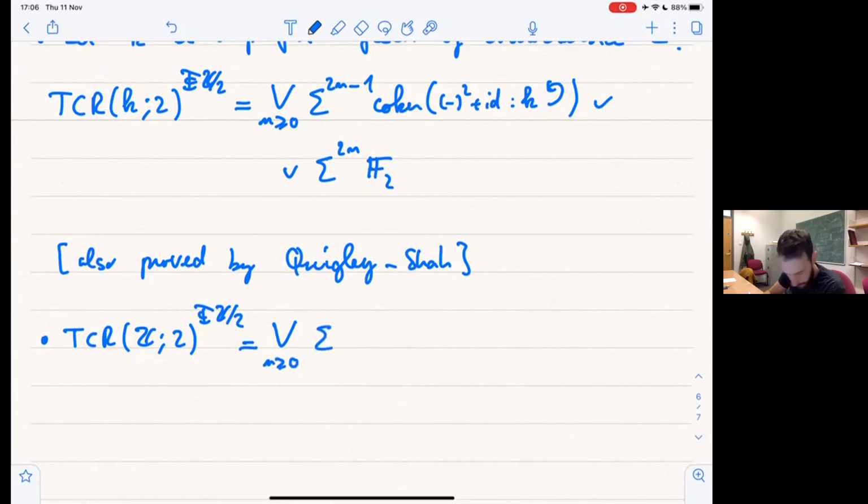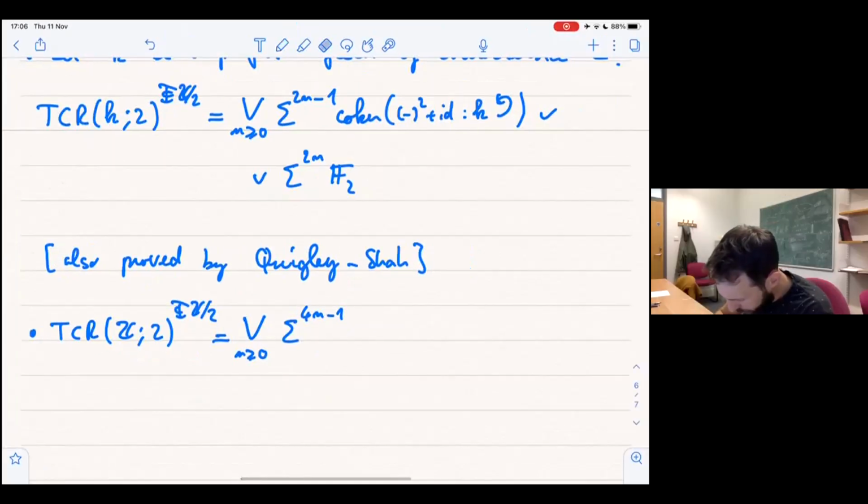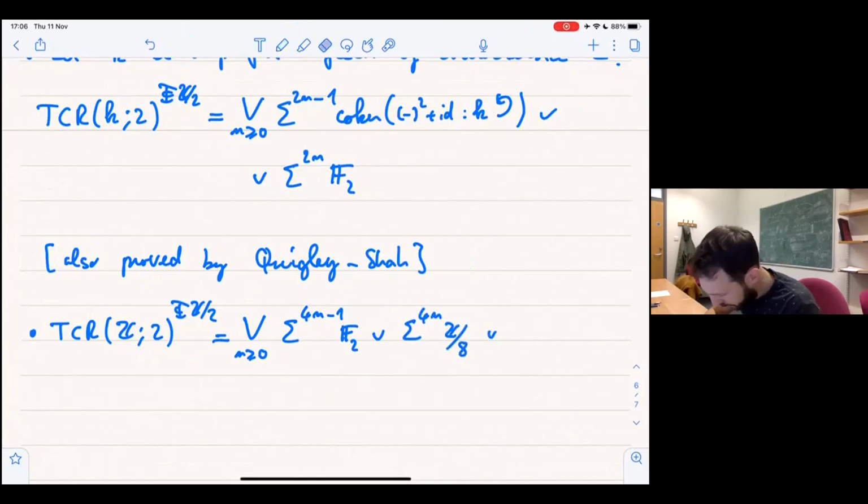So again, this starts in degree -1. This one is 4 periodic, whenever it's not 0. It starts in degree -1 with an F2. And then in degree 0 mod 4, it has the Z mod 8s. And then in degree 1, it has F2s again, and then in degree 2, there's nothing.